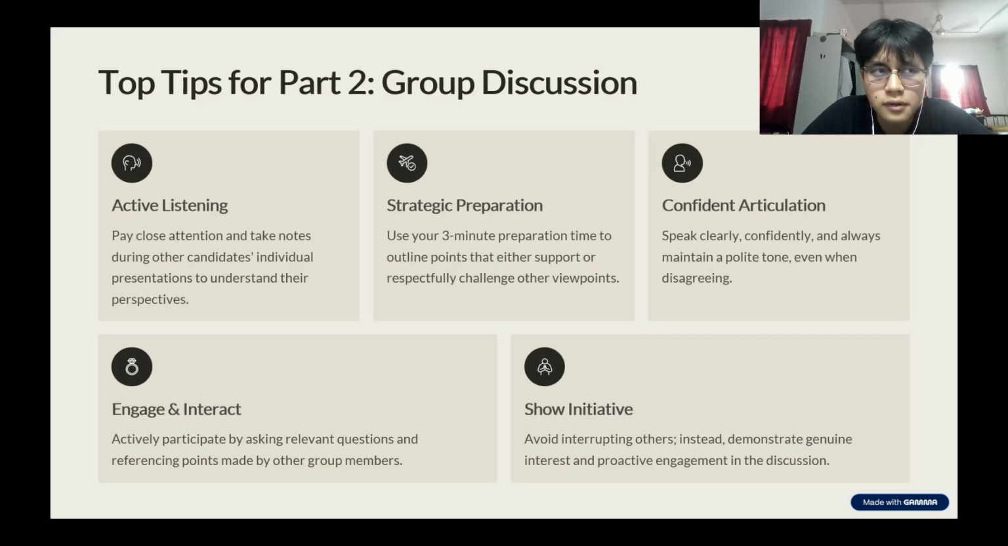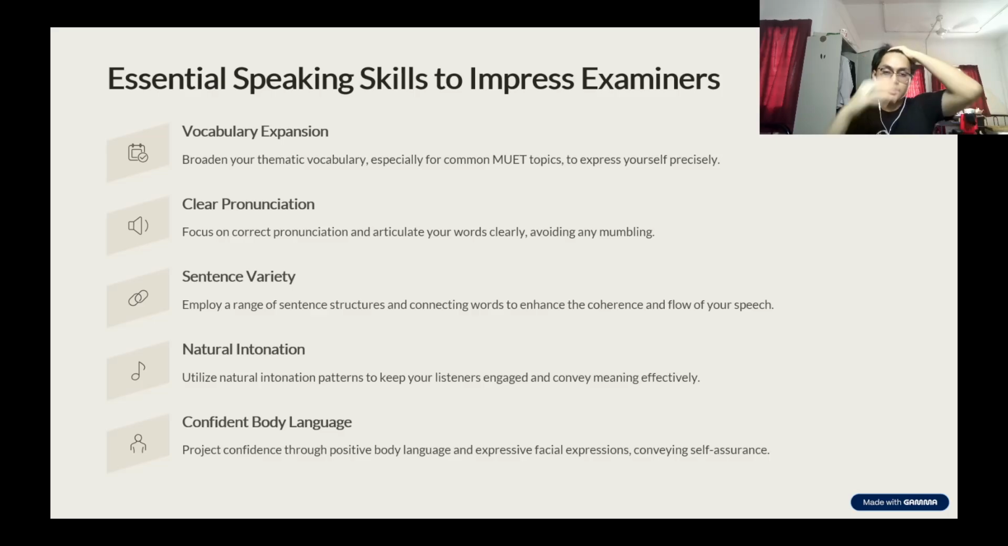So you have to make sure you are respectful to the other people in your room by not interrupting them, by having full interest and also being active and engaging during the discussion. Okay, here are some speaking skills that you can use to impress your examiners.